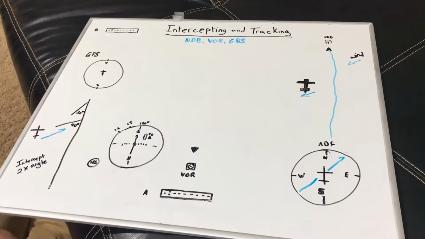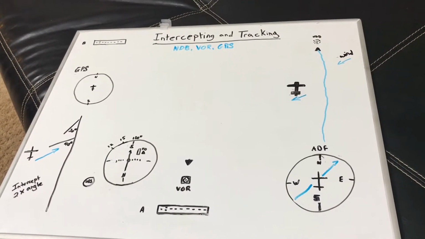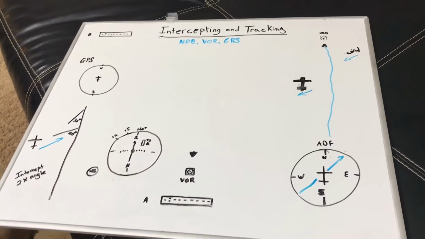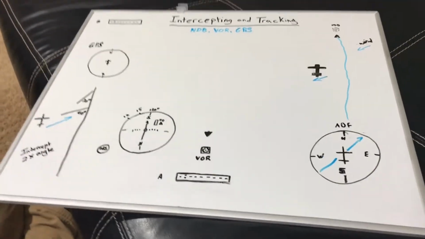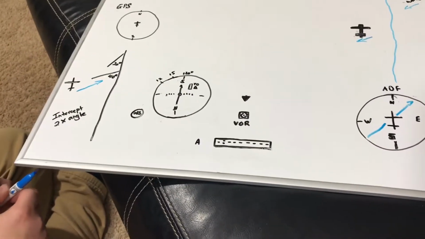There are a few errors with using the NDB and ADF. Not updating your heading indicator to match the magnetic compass can cause incorrect tracking. Also, you have to be careful not to make tuning mistakes or have bad orientation.